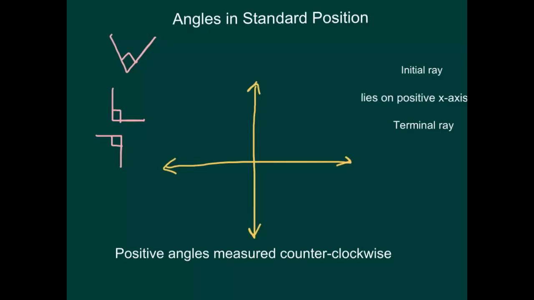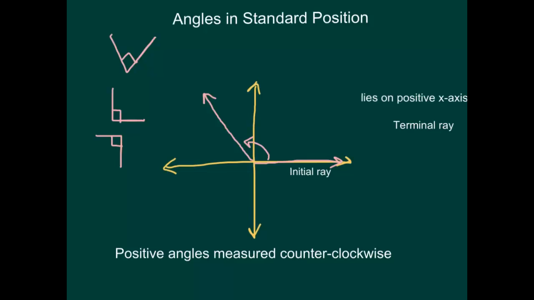We have a position known as standard position. The way that we would sketch angles in standard position is by first drawing an initial ray of an angle. So we know that an angle is formed by two rays. I then measure my angle counterclockwise. So I'm measuring it this way, and I draw my terminal ray. So here is my initial ray. It was the first ray that I drew.